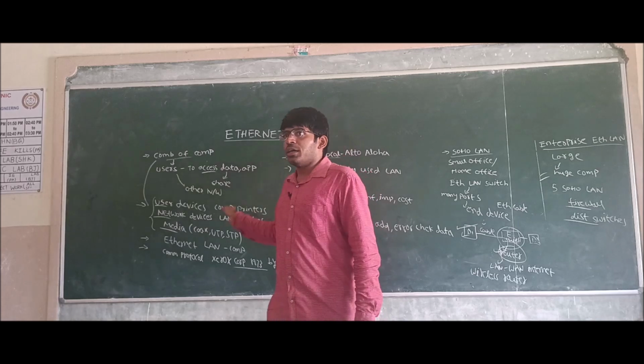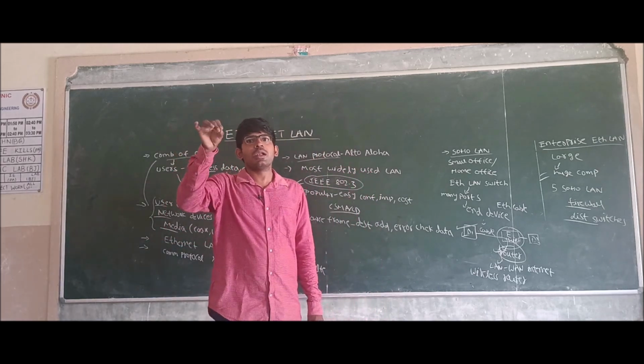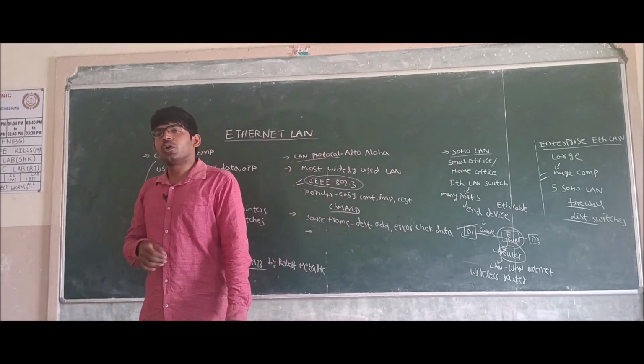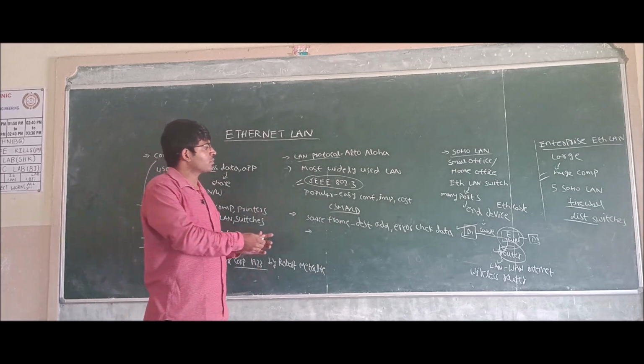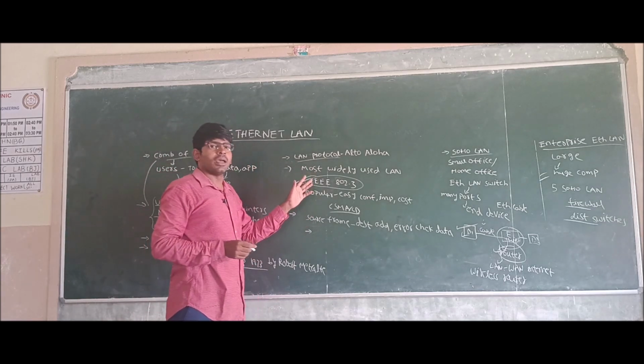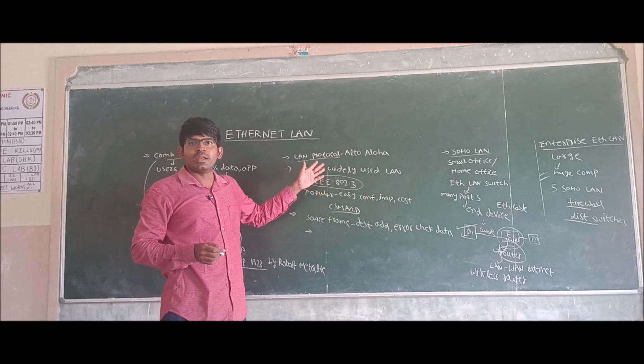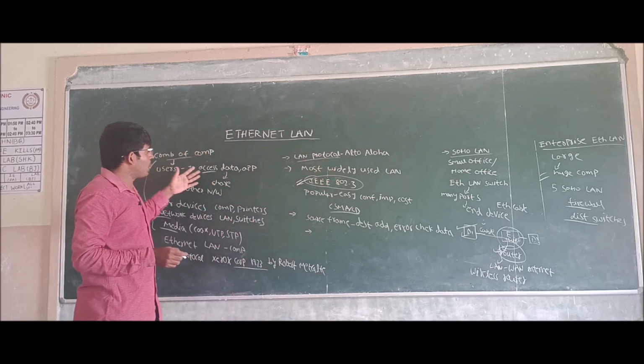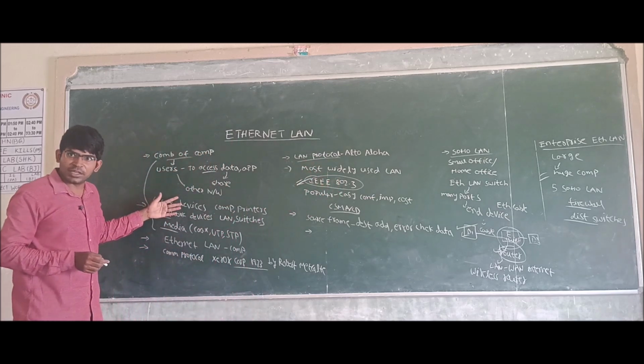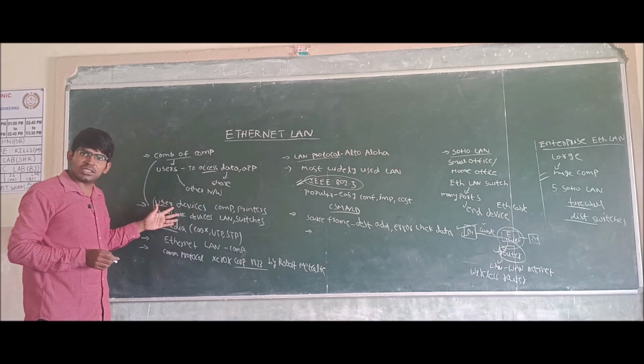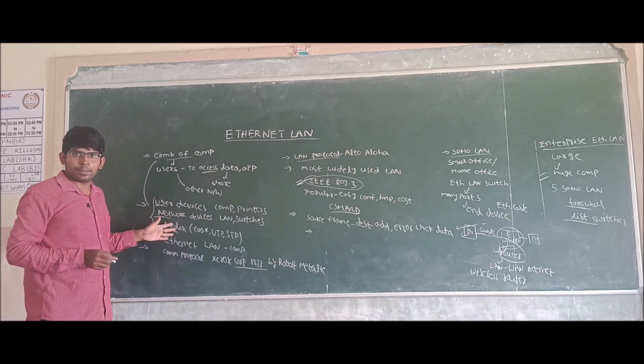Ethernet LAN is a popularly used communication protocol. Who gave the standards for Ethernet LAN? IEEE 802.3. What components are there? User devices, network devices, media.